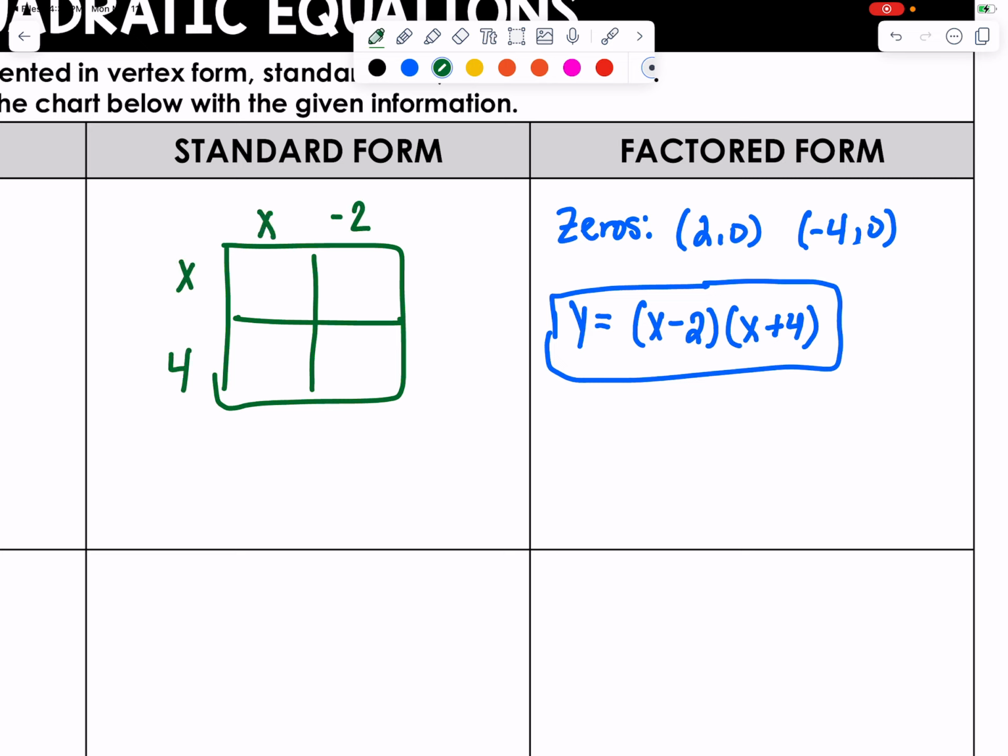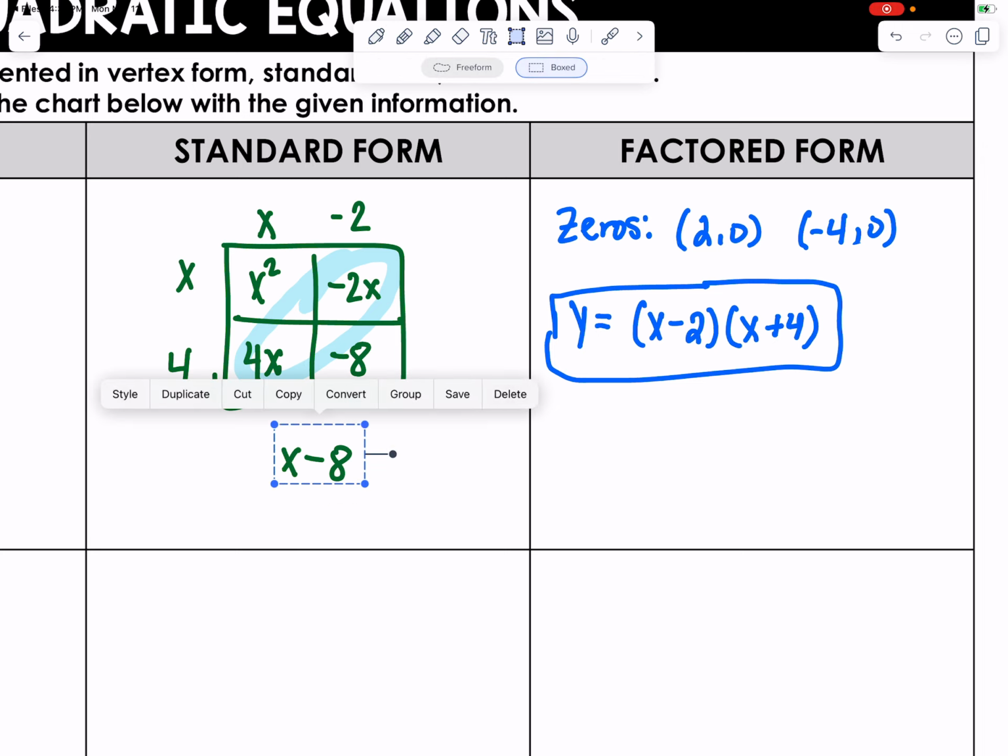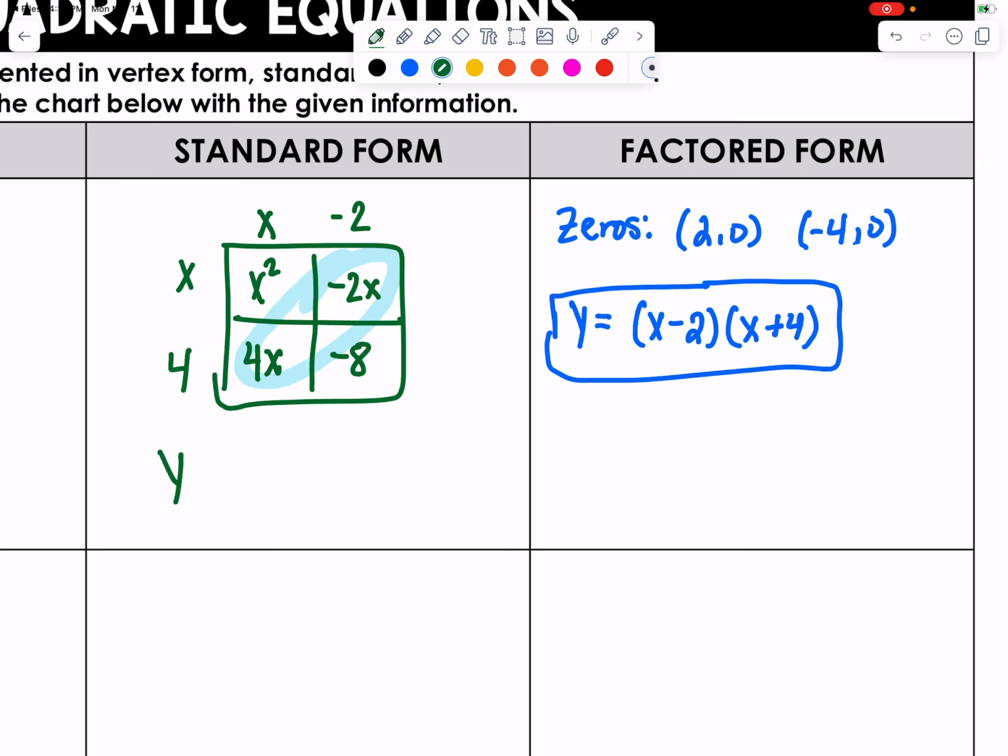And remember, at this point, we're going to multiply the cells. So x squared minus 2x, +4x, minus 8. I am going to go ahead and simplify my diagonals. That's going to give me x squared plus 2x minus 8. So that right there, of course, don't forget to put the y equals, is going to give me my standard form of the parabola that was graphed.